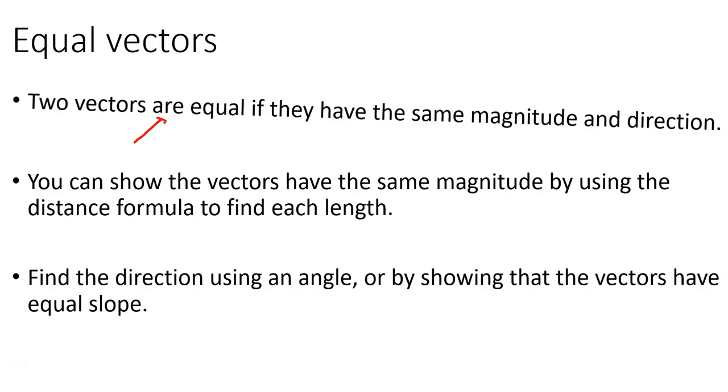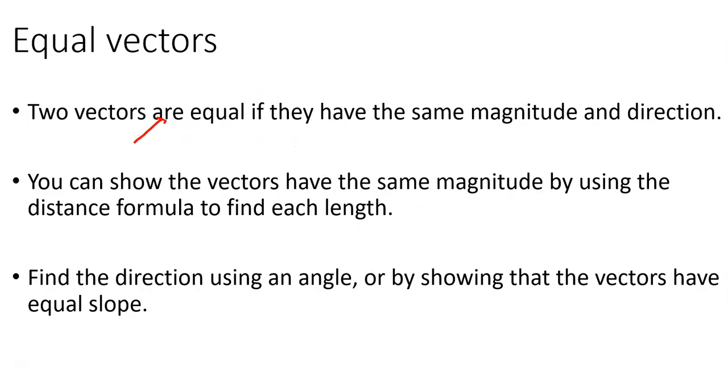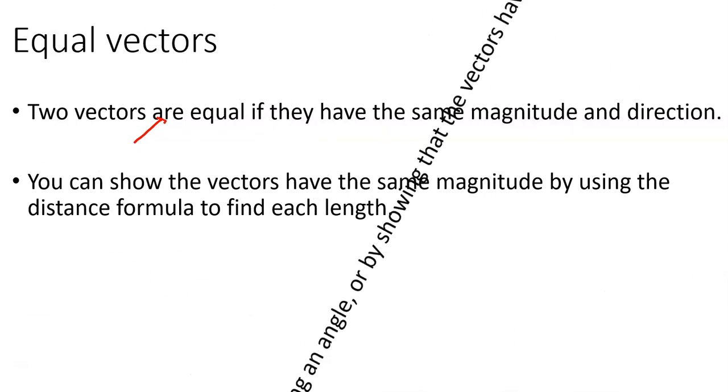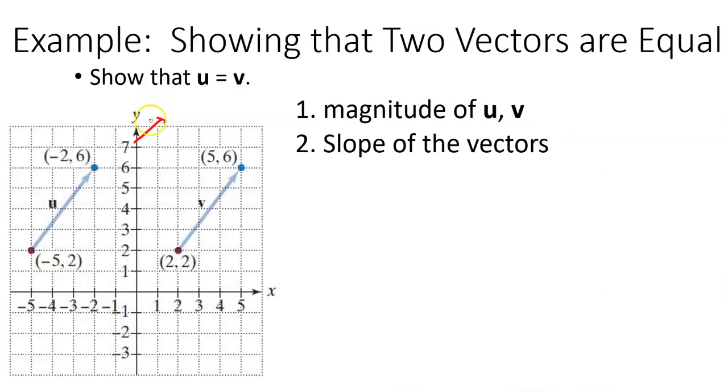So here we have rule 1, rule 2, and rule 3. There we go. All right, so it says, show that vector u and vector v are equal to each other. The first thing we can do is find the magnitudes. How do you find the magnitude of the vector?